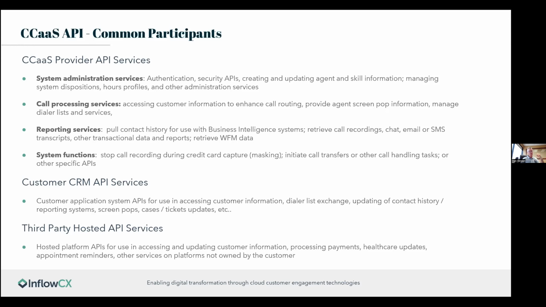And then there's a number of system function APIs within the CCaaS providers. So one that I've seen happening more and more with all the PCI compliance requirements out there for credit card capture, it becomes very important to mask the credit card and not have the agent involved in the process of being able to hear or have the credit card number recorded. So there's an ability to stop and start recording where the CRM initiates the request through an API to the contact center system to stop the recording. So a number of ways that systems are now talking to contact center application systems or telephony platforms.